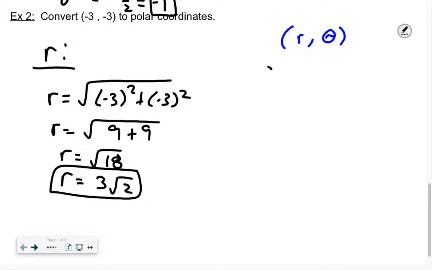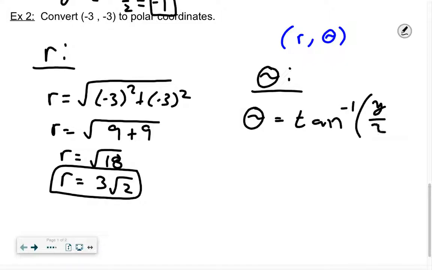If we go and solve for theta, it said that theta was equal to the inverse tangent of y over x. My y value is -3, my x value is -3.